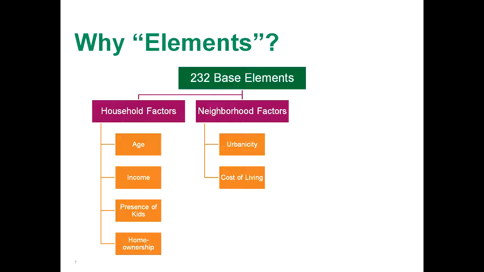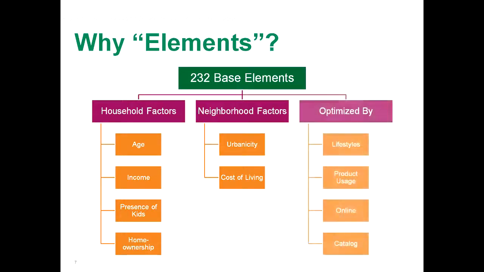A segment living in New York City is very different from a segment living in a rural part of the country. And so that's taken into account in our base elements in our platform. And then finally, these elements were optimized by lifestyles, purchase propensity, online behavior, and shopping behaviors that we also have at the household level. These factors all were used to define these 232 base elements.